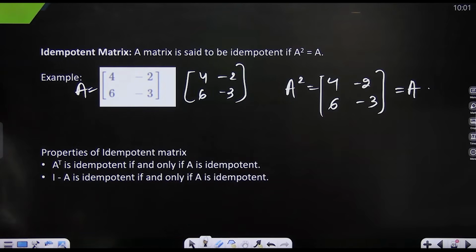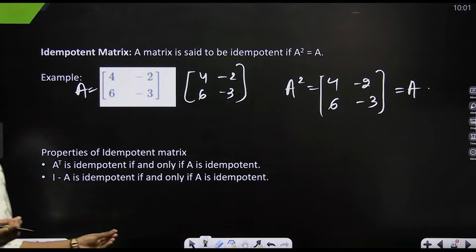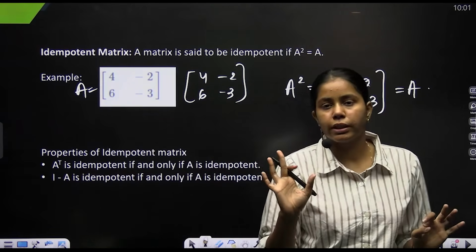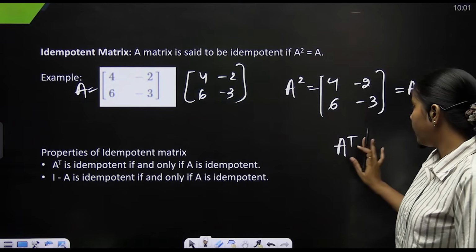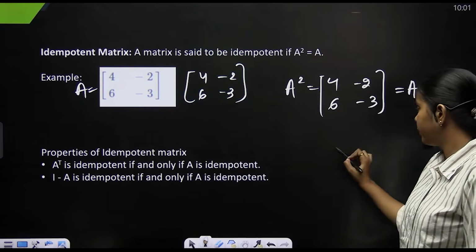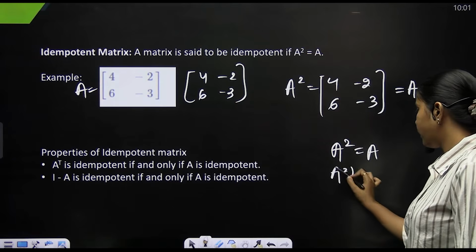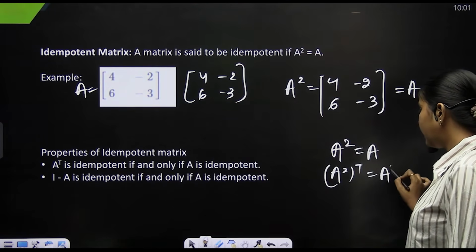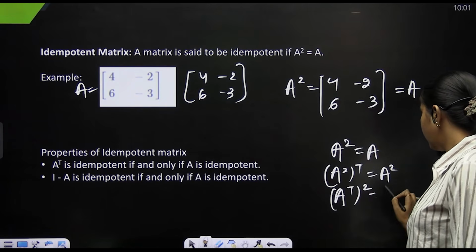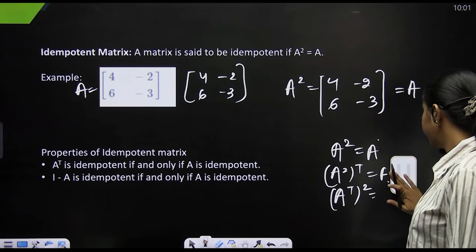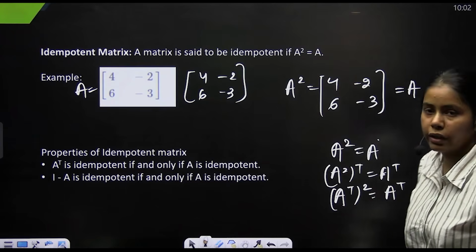Now, properties of idempotent matrix: if A transpose is idempotent, then A is idempotent. So that means A is idempotent if and only if A transpose is idempotent. You can check why it is true. If A square is equal to A, just take a transpose on both sides. A square transpose, whether I take the transpose first or square first, it does not matter. I can write this as A transpose square, and this is A transpose. So we get A transpose square is A transpose, so A transpose is idempotent.